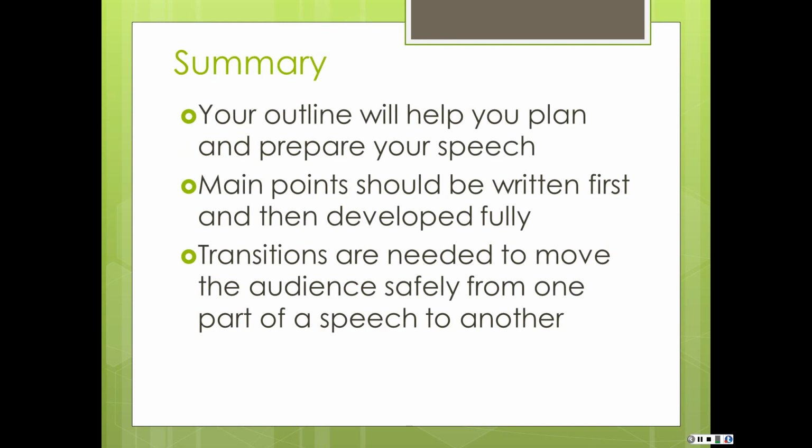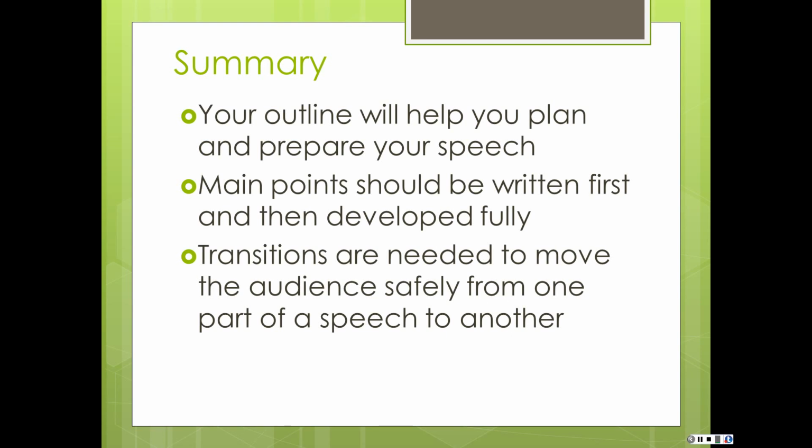So to summarize this, your outline will help you plan and prepare your speech. Use it as a tool, even if it seems cumbersome and awkward and clunky at first. This is going to help you really determine what it is you want to talk about, organize your ideas, and then deliver it in a spontaneous way. Your main points should be written first and then developed fully using the research that you find. So make sure that you have a good plan going in.